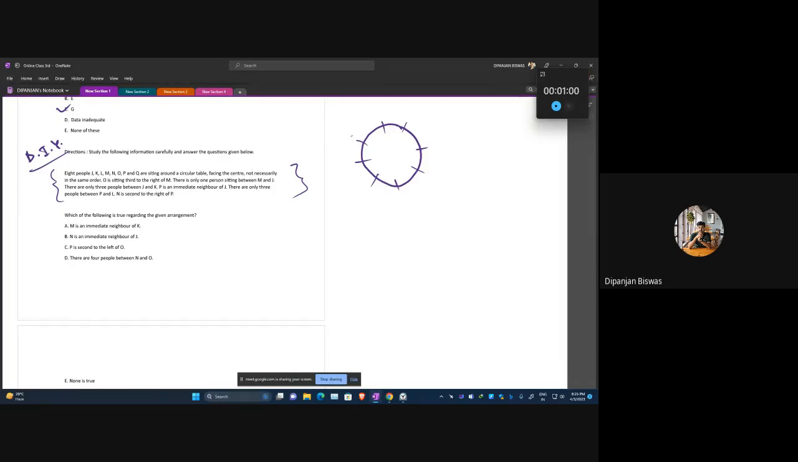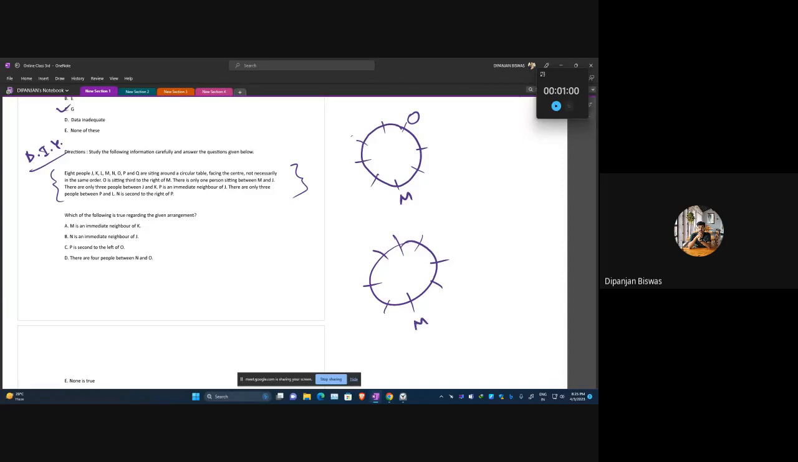So 8 people, starting from J, ending with Q, are sitting in a circular seating arrangement facing the center. Okay, these are the basic things. O is sitting third to the right of M. So if M is here, O should come in this place. There is only one person sitting between M and J. So we can get two possibilities from this statement.